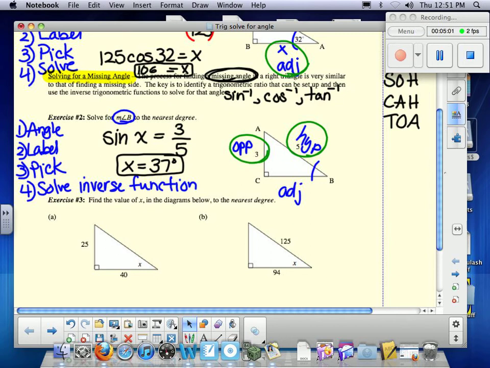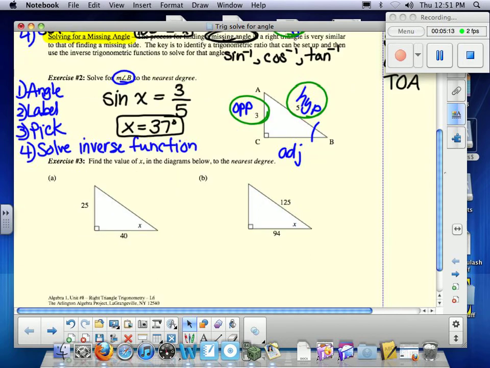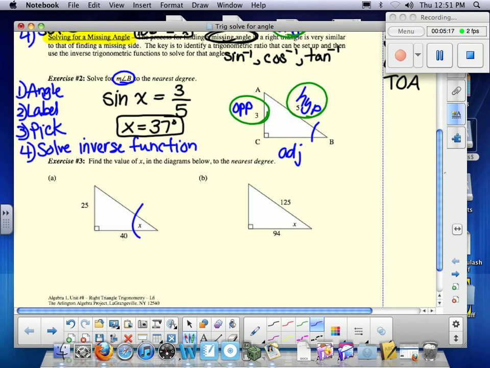Let's go right on to number 3, please. This time, they didn't give us words to know what angle, they told us where x was. They told us what we're missing. So we're going to start the whole thing from the beginning. Same old, find your angle. Label the triangle. Know which one's your angle. It's telling me this time it's an x.